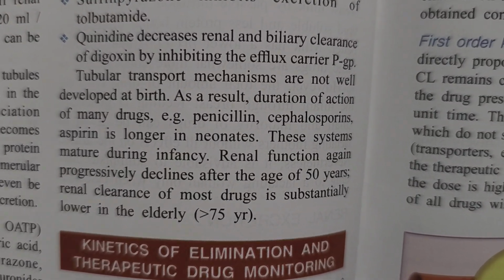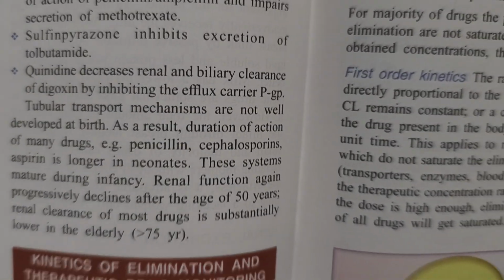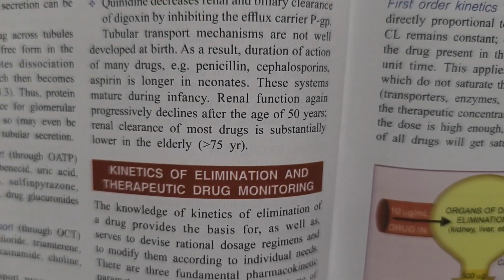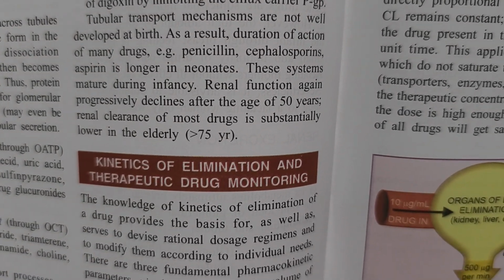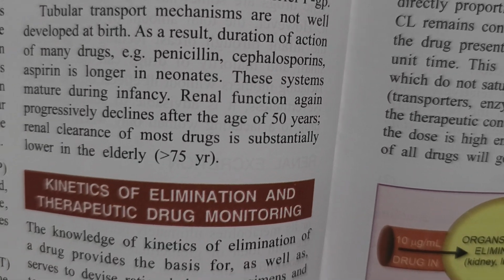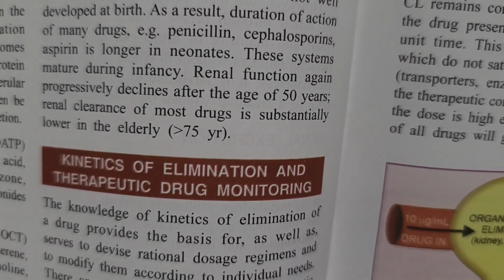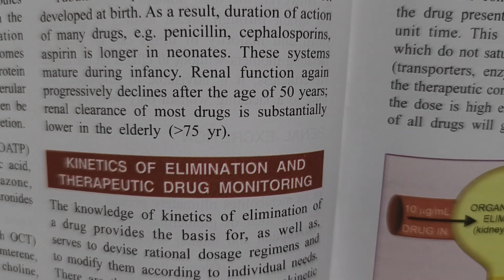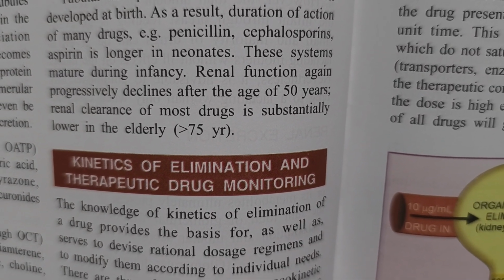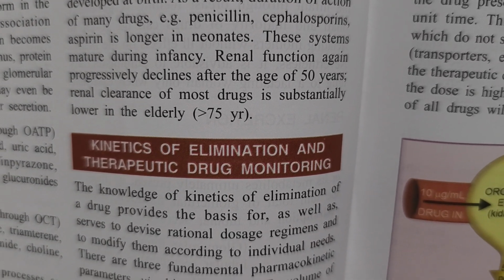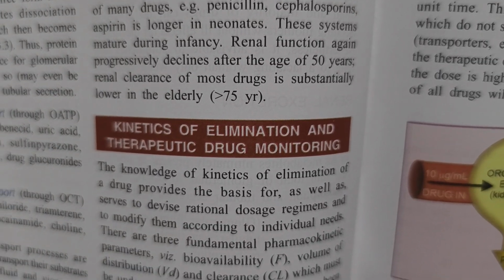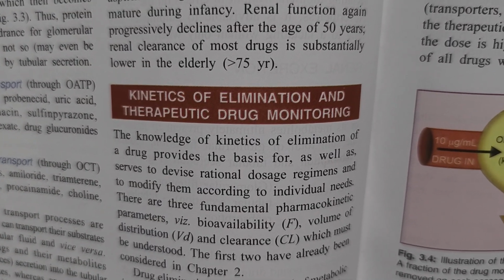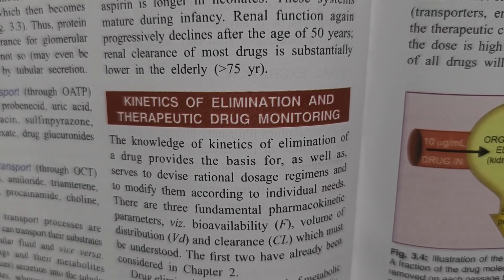Tubular transport mechanisms are not well developed at birth. As a result, the duration of action of many drugs, for example penicillin, cephalosporin, aspirin, is longer in neonates. This system matures during infancy. Renal function again progressively declines after the age of 50 years. Renal clearance of most drugs is substantially lower in the elderly. So kinetics we will cover in the next video.